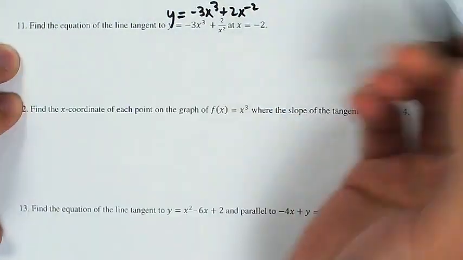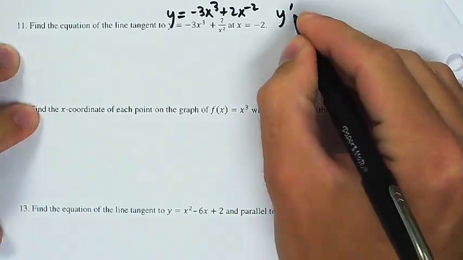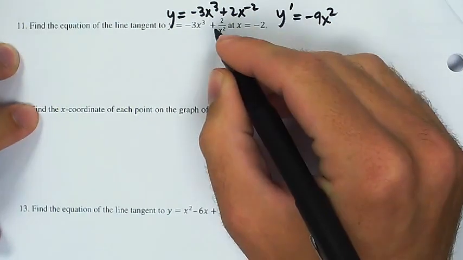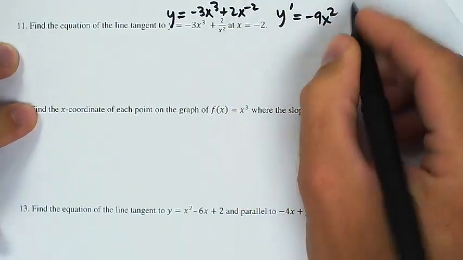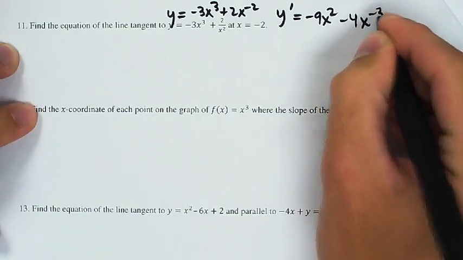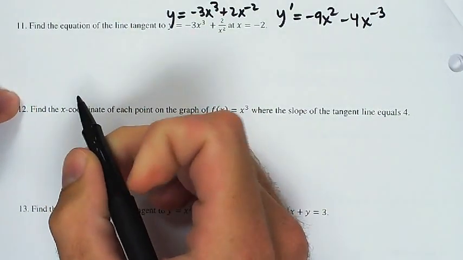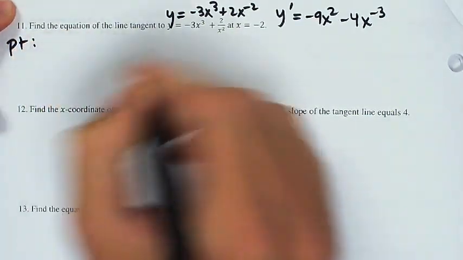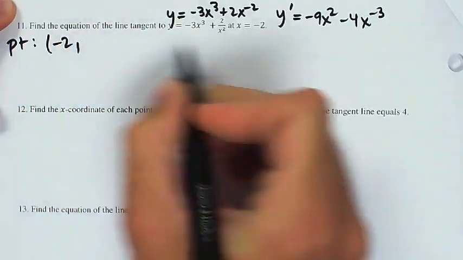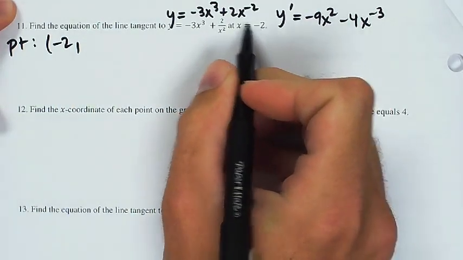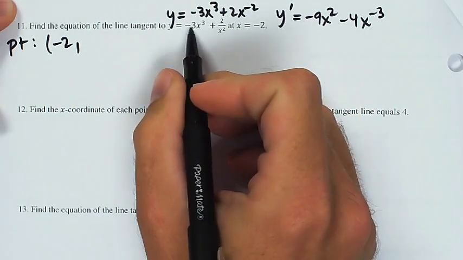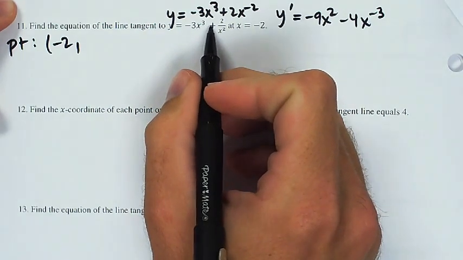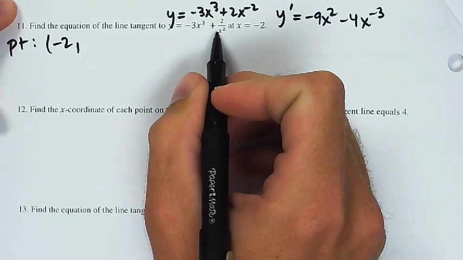So the equation of the tangent line, I'm going to need y prime, or dy dx first. So that's going to be negative 9x squared minus 4x to the negative 3. This looks like it's going to be kind of rough numerically, but we'll see. Maybe it'll work out. Okay, so the point is x equals negative 2, y equals negative 3 times negative 8 is positive 24 plus 2/4.